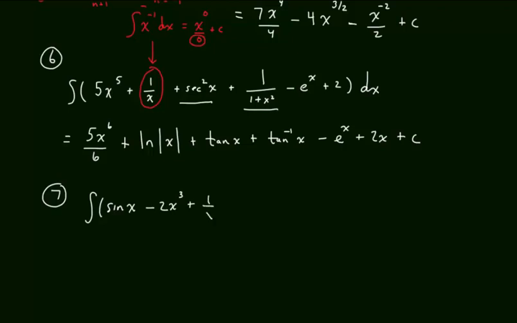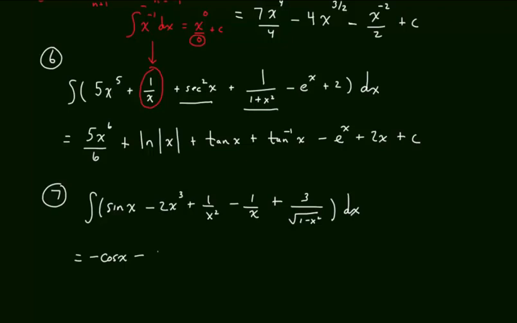over x squared minus 1 over x plus 3 over the square root of 1 minus x squared. All of that with respect to x. Here we go. Press pause now. And we are going to do the answer. Okay, the antiderivative of sine of x is negative cosine x minus 2x to the power of 4 over 4.